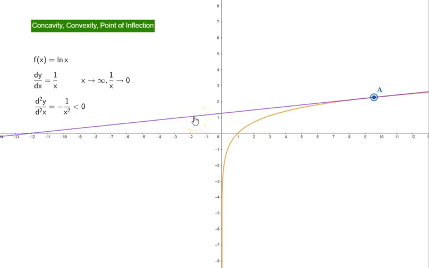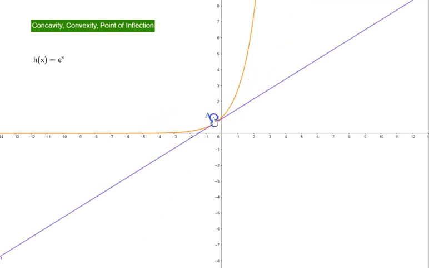Now when I take the second derivative, that is the rate of change of the slope of the tangent, I get minus 1 by x squared. And this is always less than 0. Because even if I take a negative x, which in this case we can't because for natural log x the domain is greater than 0, x square will make it positive. It means it is throughout less than 0. So if the second derivative of a function is less than 0, then we say it is concave downwards.